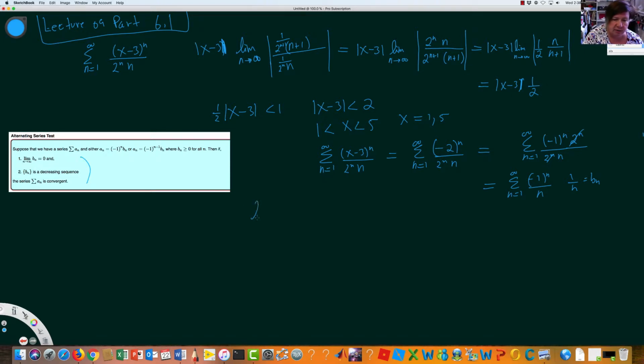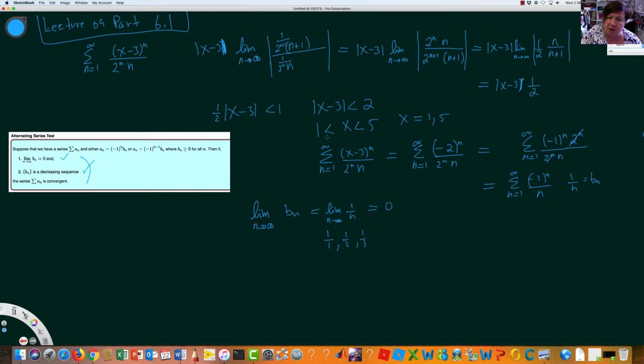First we take the limit as n goes to infinity of the b_n. The b_n for us is just 1 over n. So you get the limit as n goes to infinity of 1 over n, and of course that is 0. So good, this is a check on that one. And then the b_n has to be a decreasing sequence. Well, I think you know it is, right? 1 over n, so we have 1 over 1, 1 over 2, 1 over 3, etc. That sequence is decreasing. So our second thing is a check. So this is going to converge at this point.